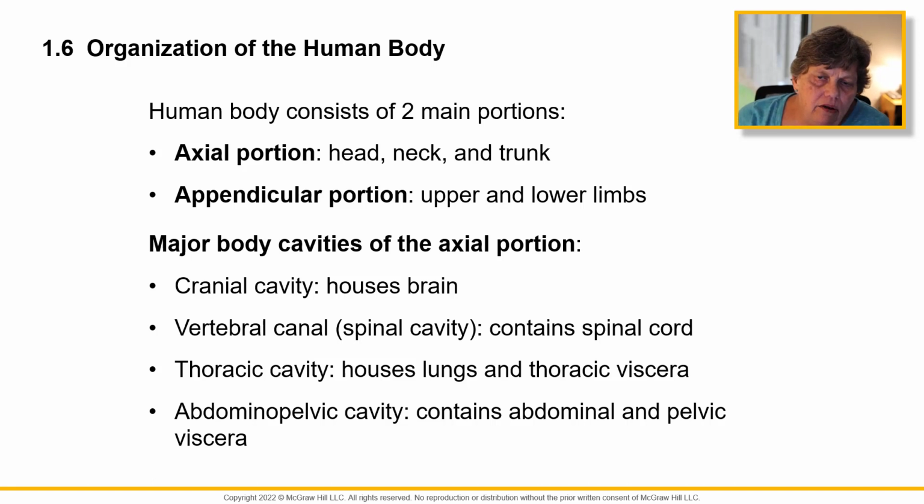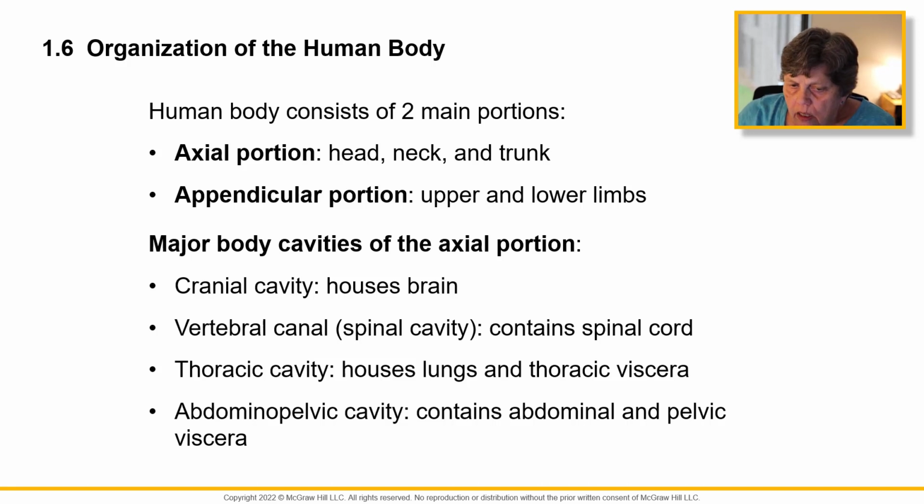All right. How the body is organized. We're going to look at some of this and start talking about it now. Now we're getting into really some of the A and P and some of the terminology that we have to learn. The body is made up of two main portions, the axial portion and the appendicular portion. The axial portion is the head, the neck, and the trunk, whereas the appendicular are the limbs.